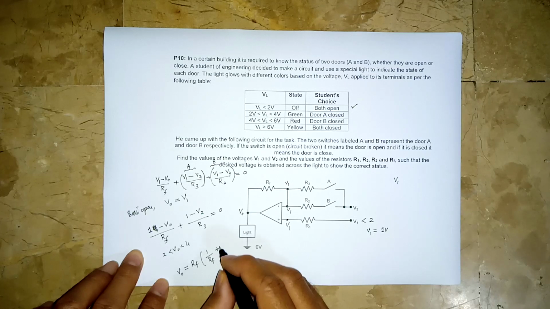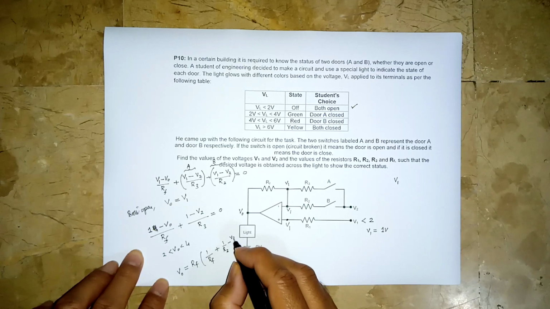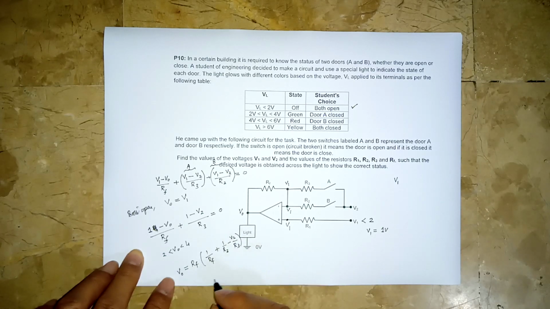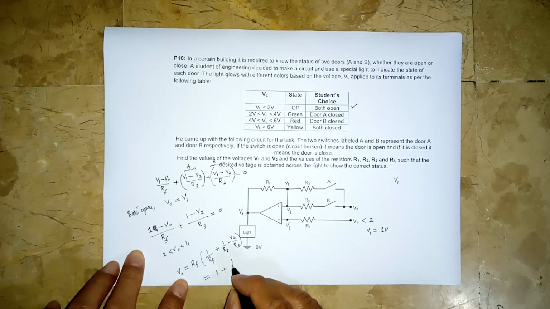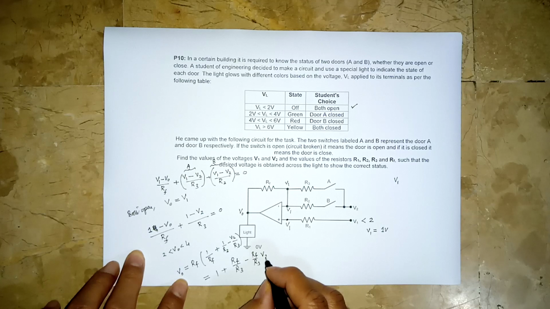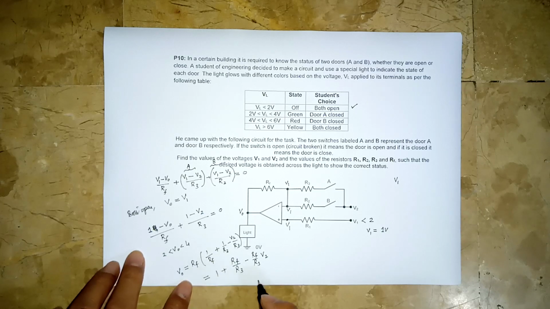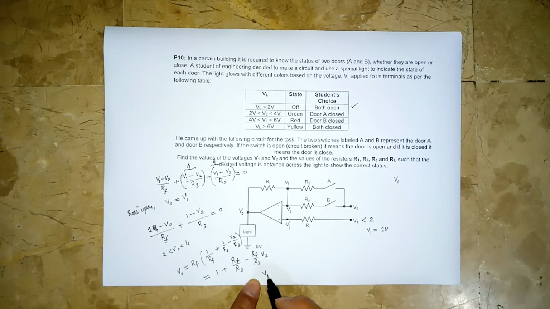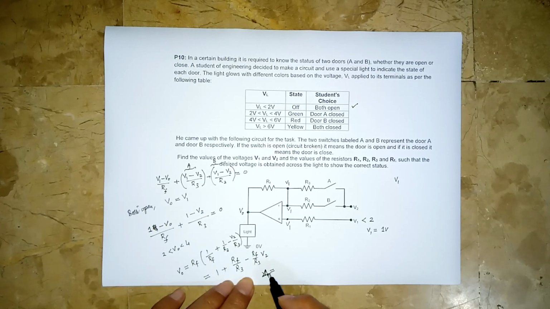plus 1 over R3 minus V2 over R3, or VO is equal to 1 plus RF over R3 minus RF over R3 into V2. So VO is going to be equal to, now we know V2 shouldn't be greater than 4 volts. So let us put 4 here and see what we come up with.